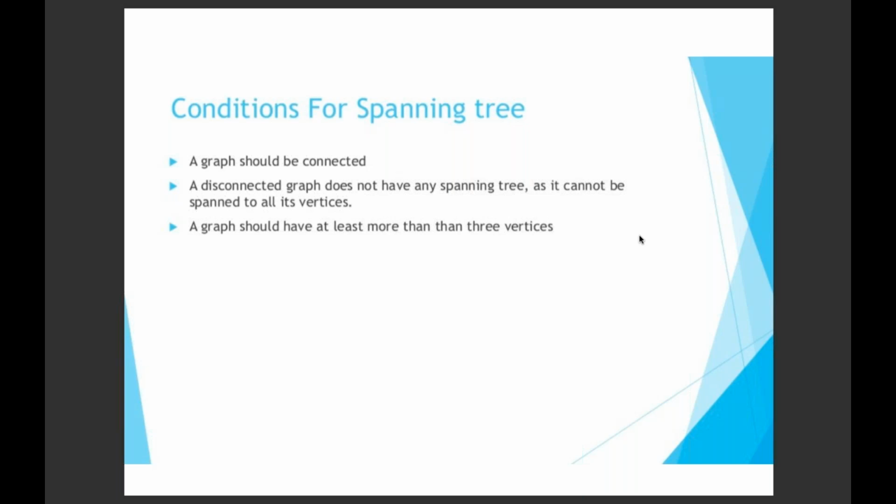And a graph should have at least more than three vertices. If you have only three vertices, they may be connected to each other, they may not be connected to each other, but you won't be able to create a subset of three vertices, right?